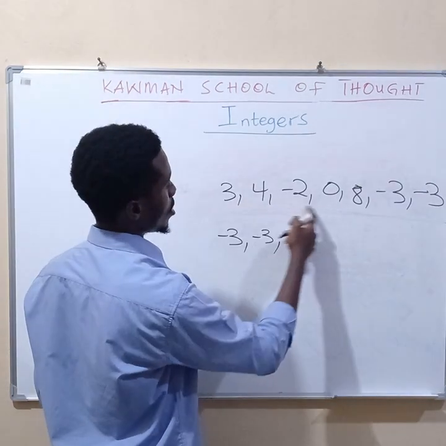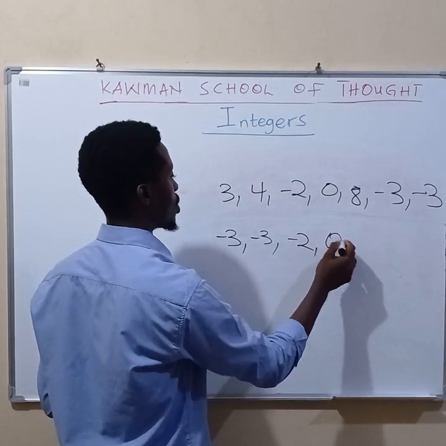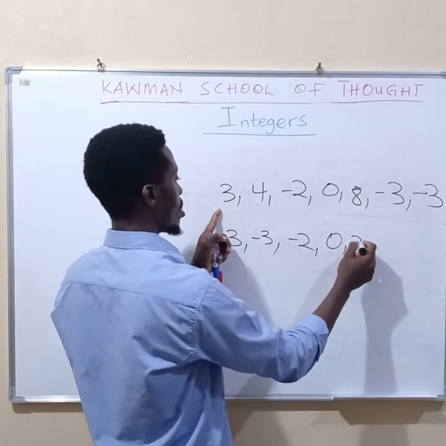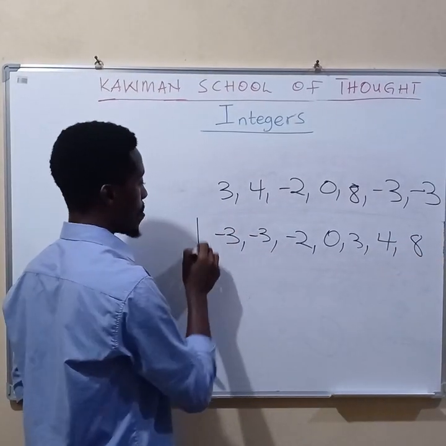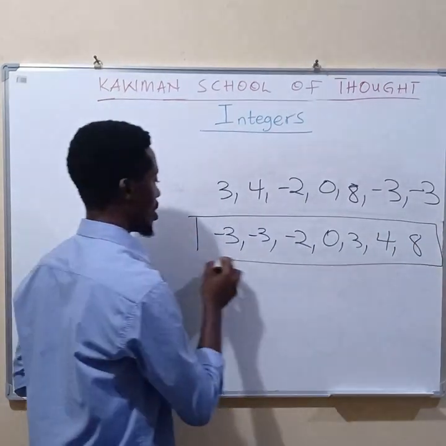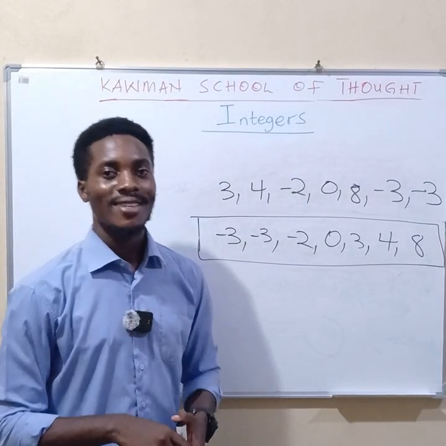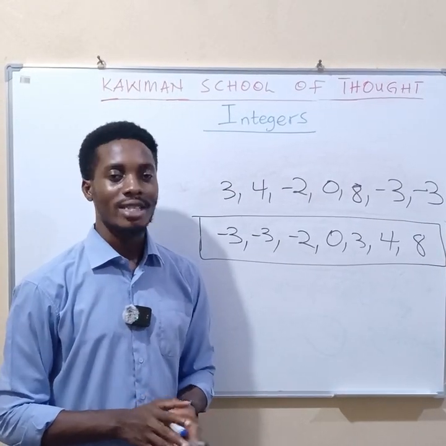Then what's next? 0. Then 3, then 4, then 8. So this is a set of numbers in ascending order. Very simple and very easy to do.